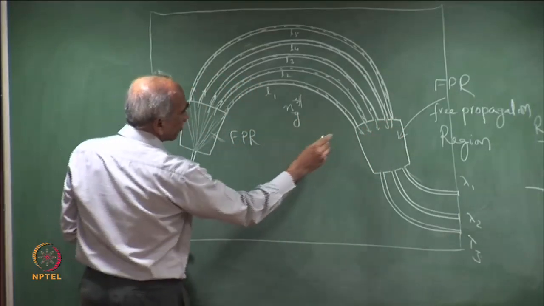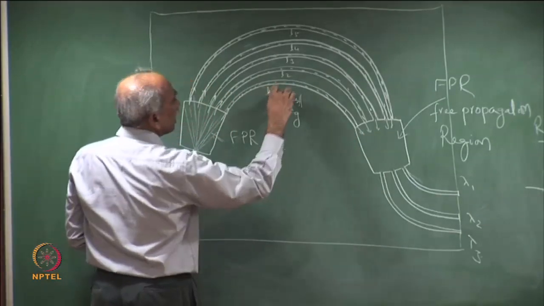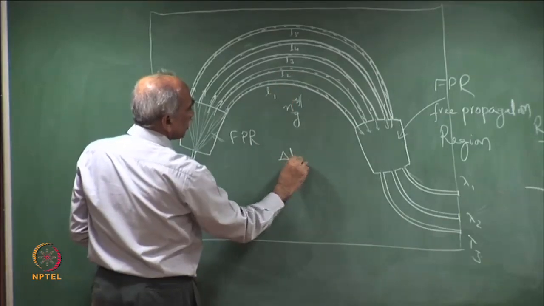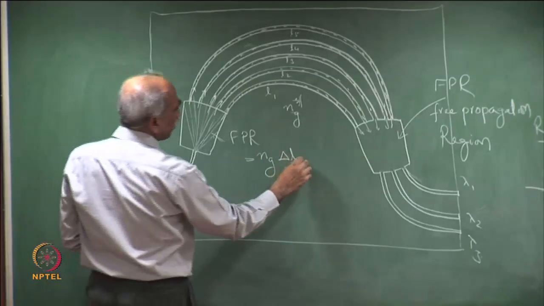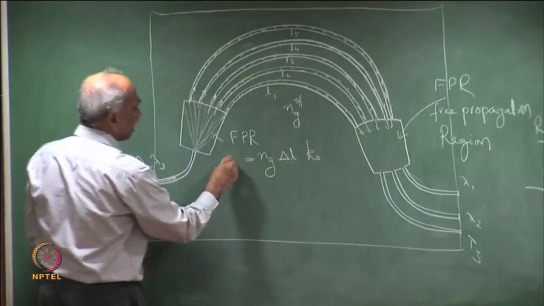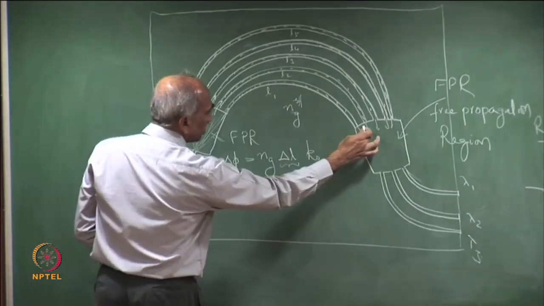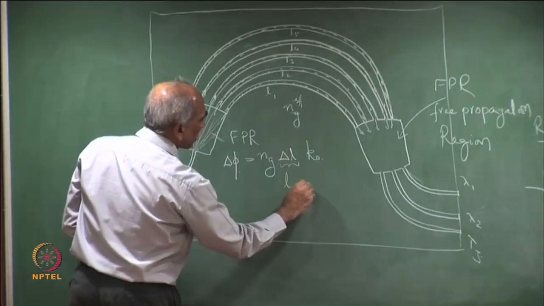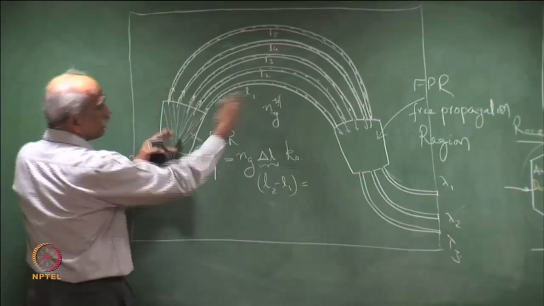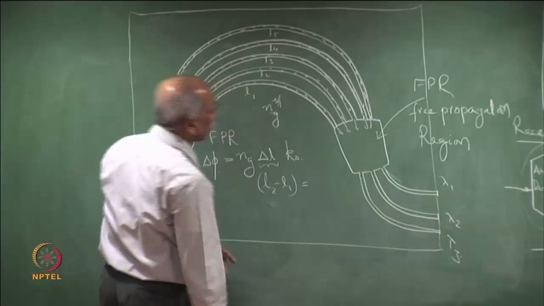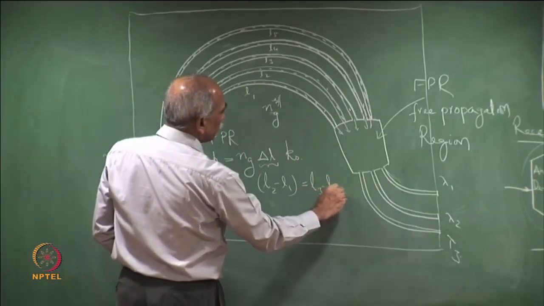The phase delay, or the path difference, is delta L. Delta L into N g, the path difference, multiplied by k naught will give you del phi, the phase difference. So, this delta L here corresponds to L 2 minus L 1, or equal to, generally they can be taken such that they are equally separated, or L 3 minus L 2 and so on.